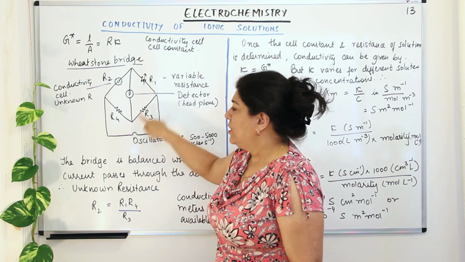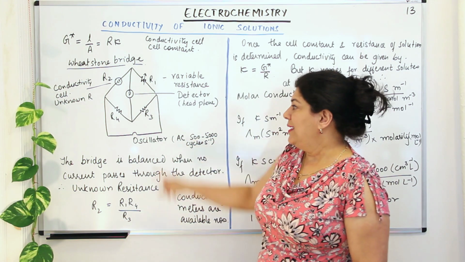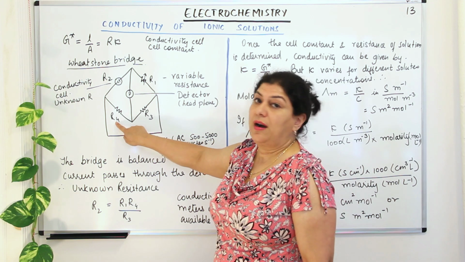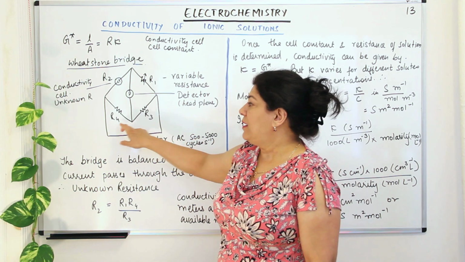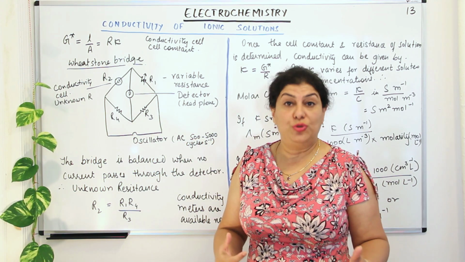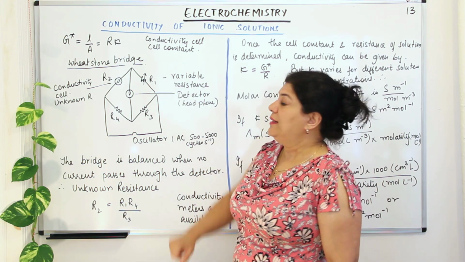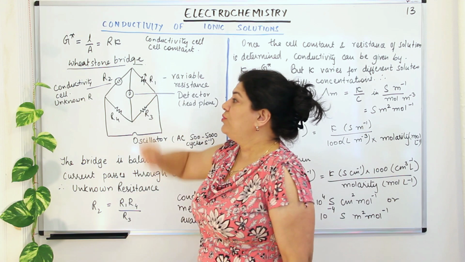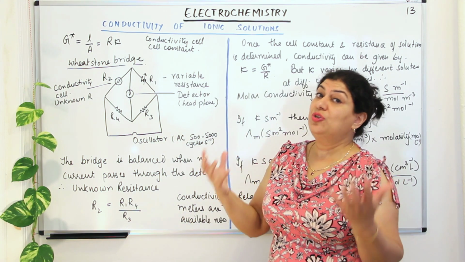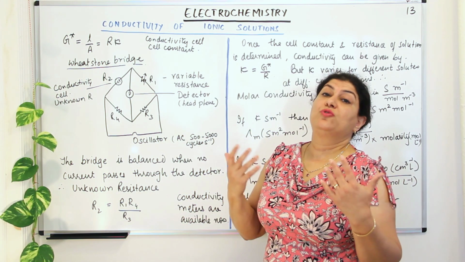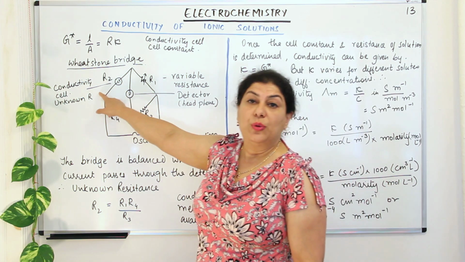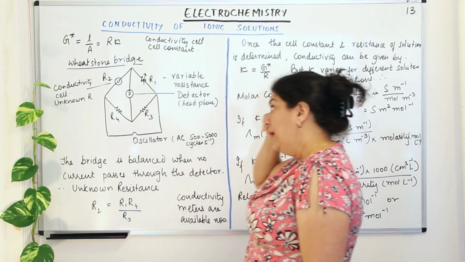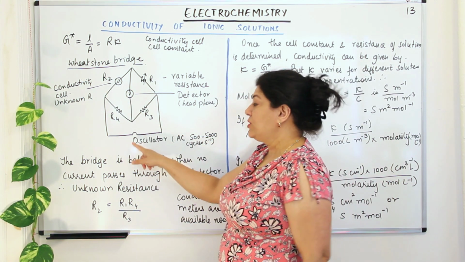The other wire has two resistances, R3 and R4. R3 and R4 are known to us. R1 is a variable resistance, which can be changed. And R2 is the resistance of the solution which we are supposed to find out, the unknown resistance. In the Wheatstone bridge, we have an oscillator.